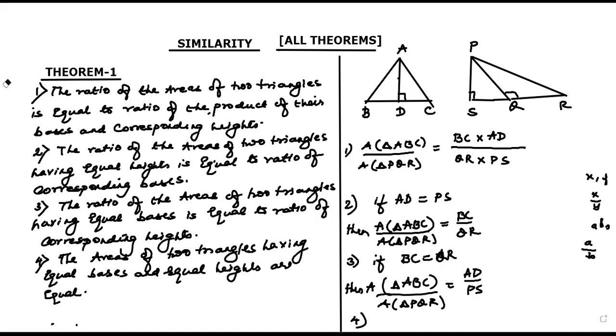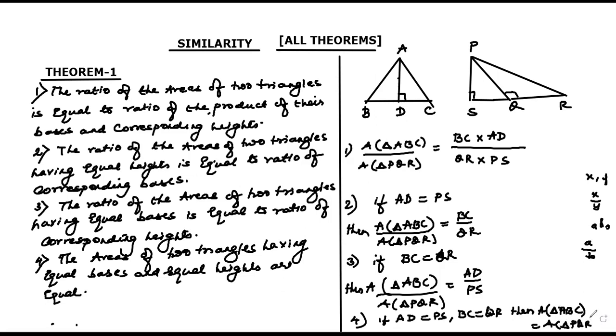Okay. So remember, please have a look here. If AD equals PS, the heights are equal, and BC equals QR, the bases are equal, then children, the area of triangle ABC is equal to the area of triangle PQR.